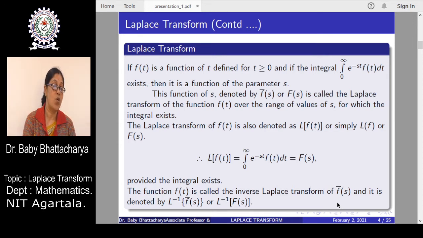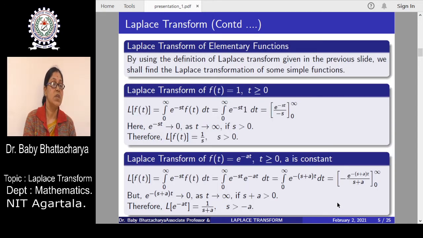The function f(t) is called the inverse Laplace transformation of the function capital F(s), and it is denoted by L inverse of F(s), where we are getting the original function f(t). So L is the operator where we can find the Laplace transformation of the function by using the kernel e to the power minus st. Now, our main objective for this class is to find the Laplace transformation of some elementary functions by using this definition, and we will prove how we can find the Laplace transformation of such simple functions.